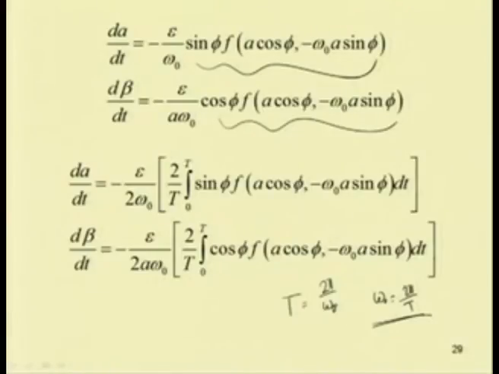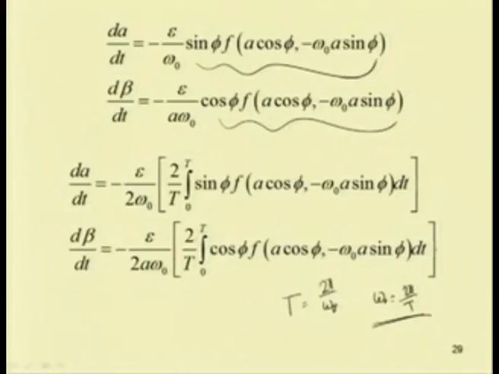So, this becomes 2 by T integration 0 to T cos phi f(a cos phi minus omega 0 a sin phi). So, it may be noted that it is integrated over 0 to T and just divided by the time T. So, this 2 cancels. This is just written by integrating this equation and dividing by the term T. Similarly, this equation is also written by integrating the right hand side and dividing that by T.